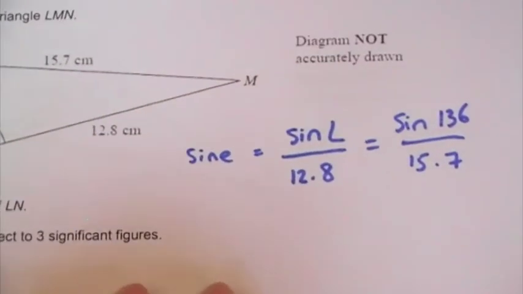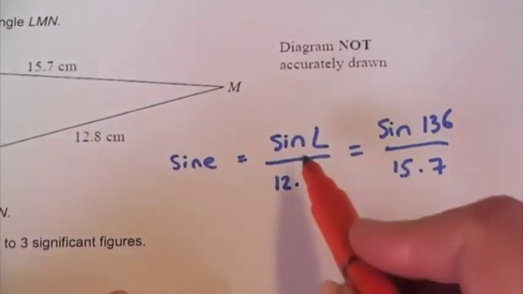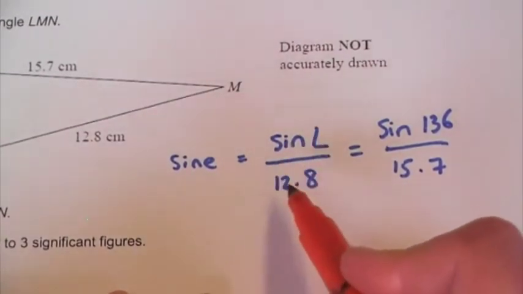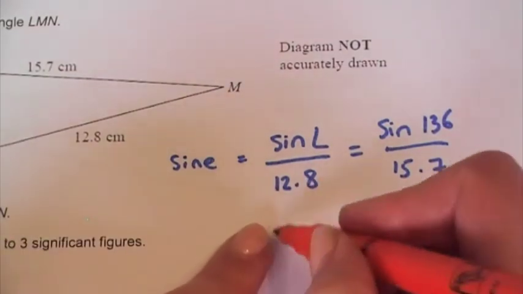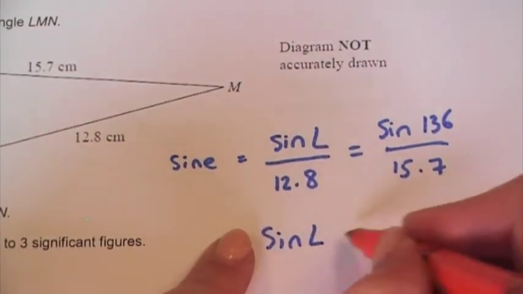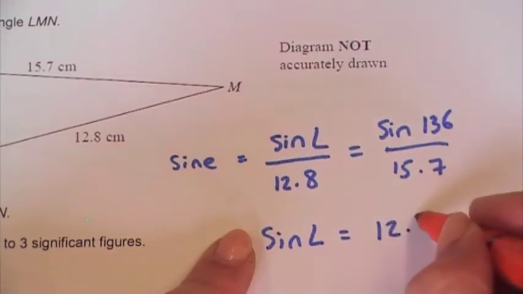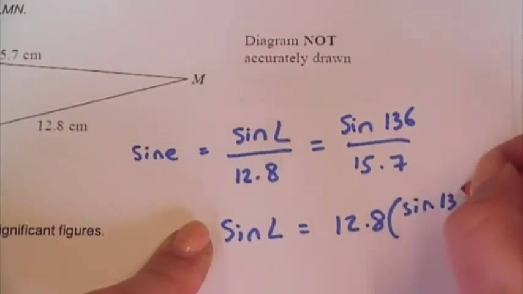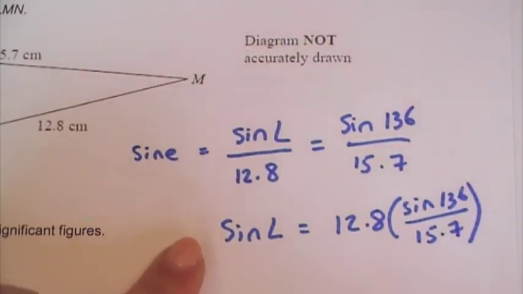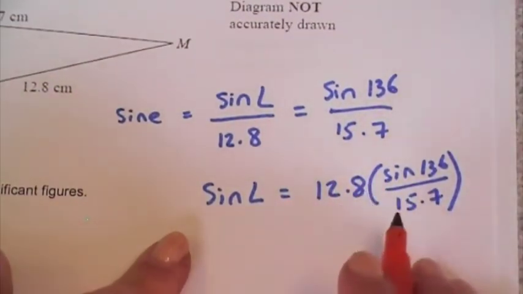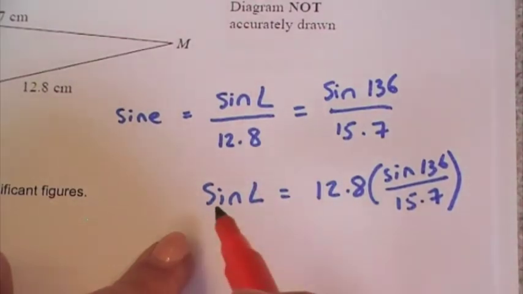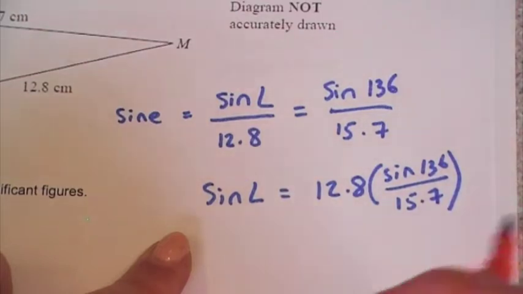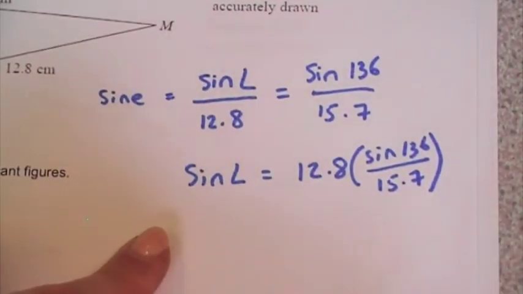So I've now got that little equation set up. I know I want sine of L on its own, so I need to multiply by 12.8. So sine of L equals 12.8 sine 136 over 15.7. You may wish to do that on a calculator like I did before and then do shift sine, or you may be good enough with a calculator to realise you can just double up on the brackets, and that's what I'm going to do here.